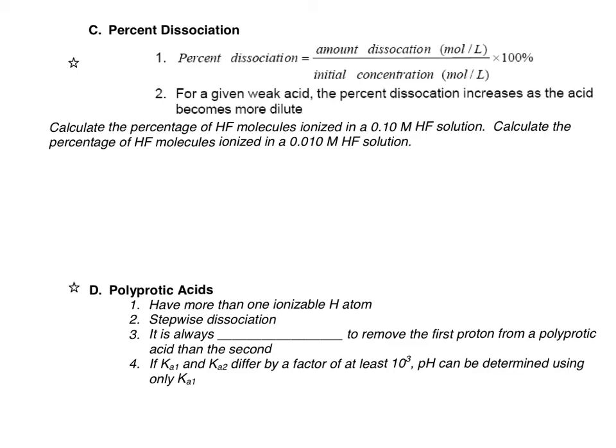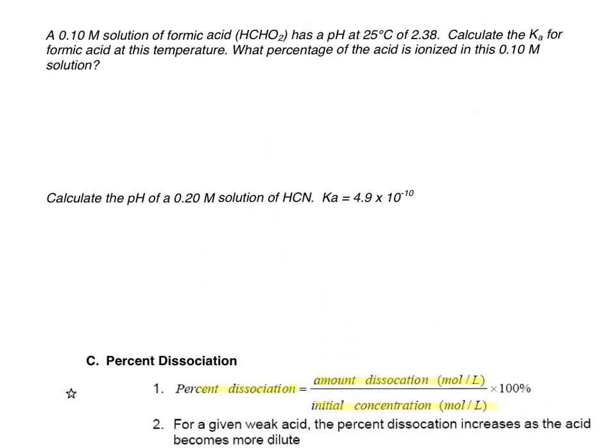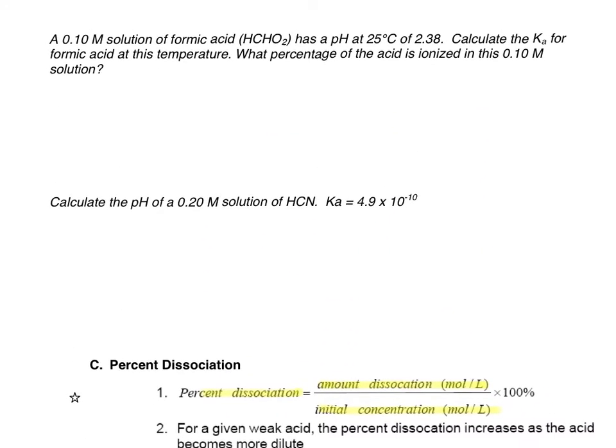Finding percent dissociation is pretty straightforward. You just take the amount of the substance that is formed whenever it dissociates, divide it by the initial amount of the substance. It's a percentage, so multiply it times 100, and you're there. We actually did this already, if you look back at this problem here, so we already know how to do this.